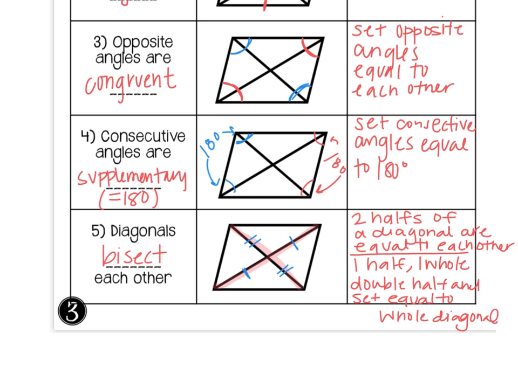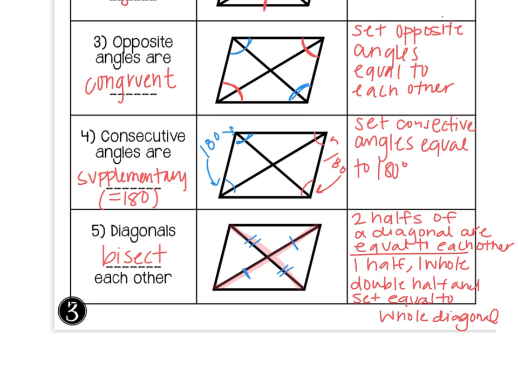So let me explain a little bit more just by talking. Say I'm given this half and this half, I would set them equal to each other. Or if I was given this half and then this whole, I would double this half, because doubling this would be the same as this whole diagonal. And then I would set it equal to the whole diagonal that I'm given. And that would allow me to solve for x.